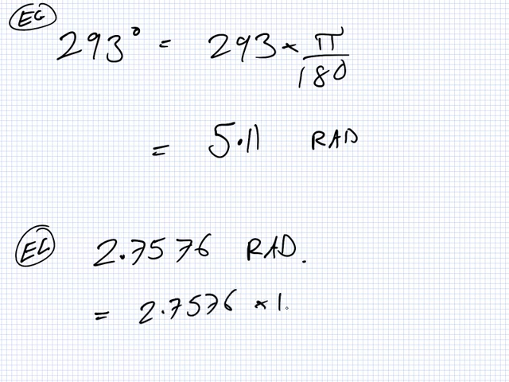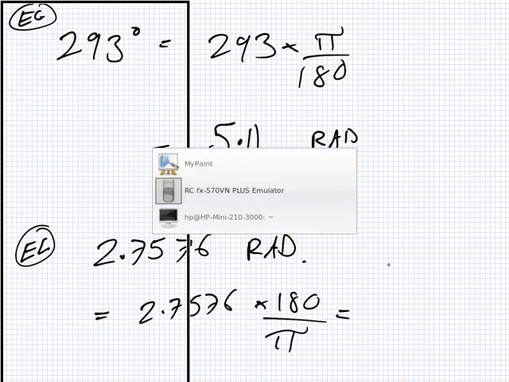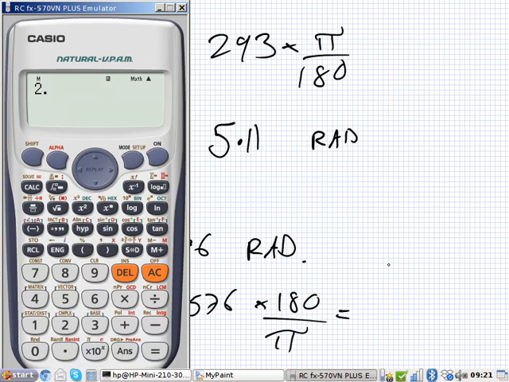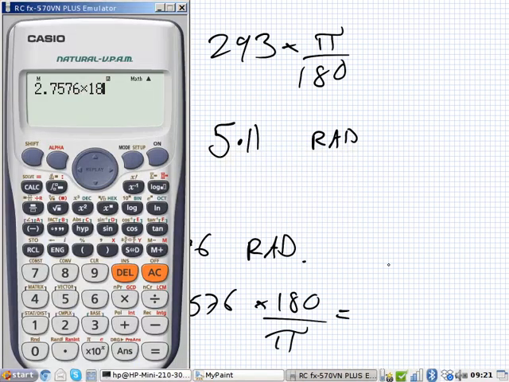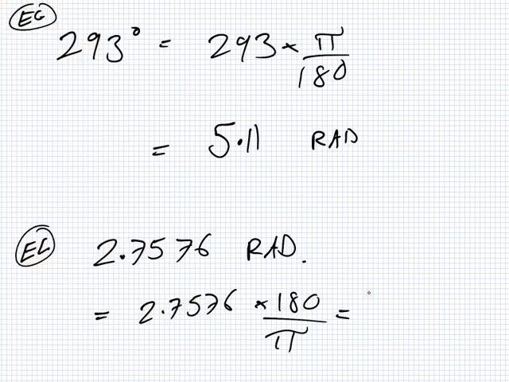2.7576 times 180 over pi, what do we get? 2.7576 times 180 divided by pi, 158 degrees.